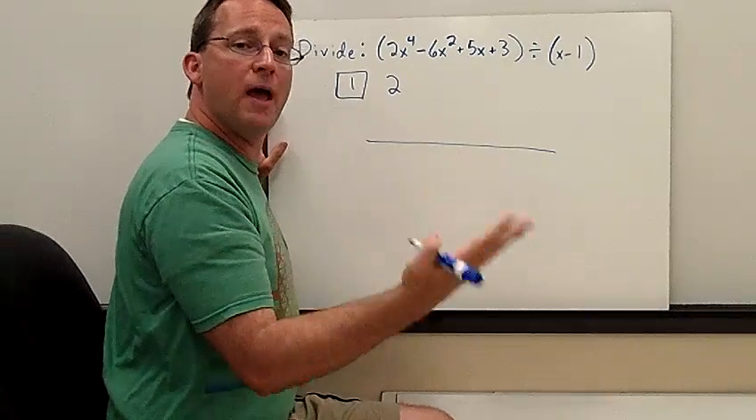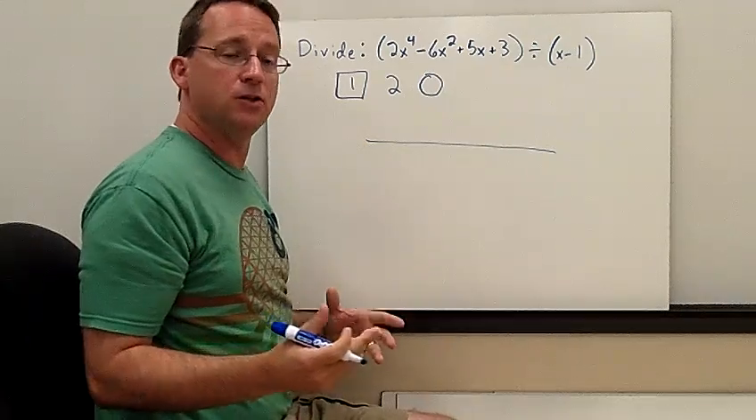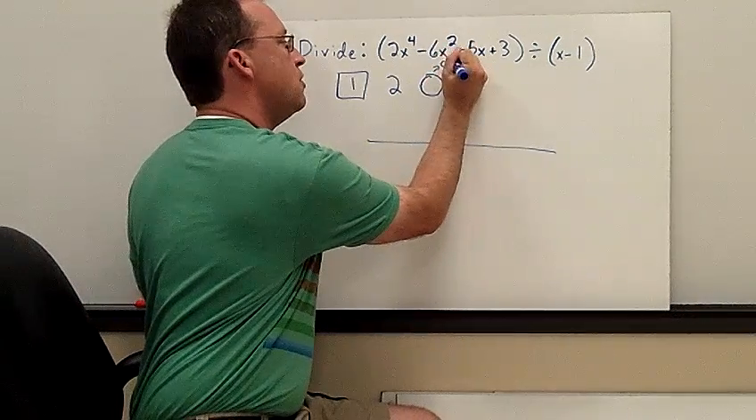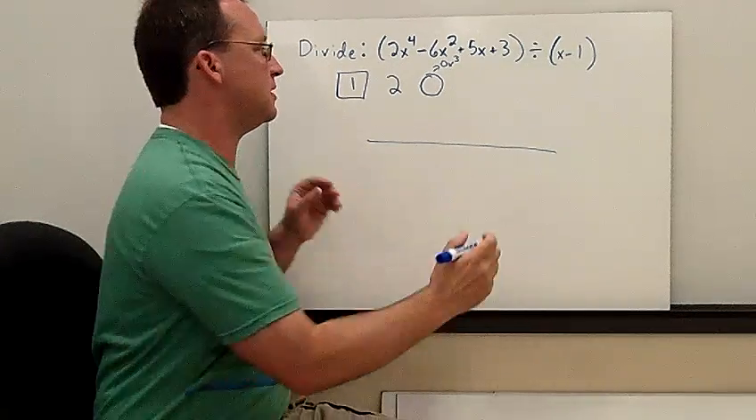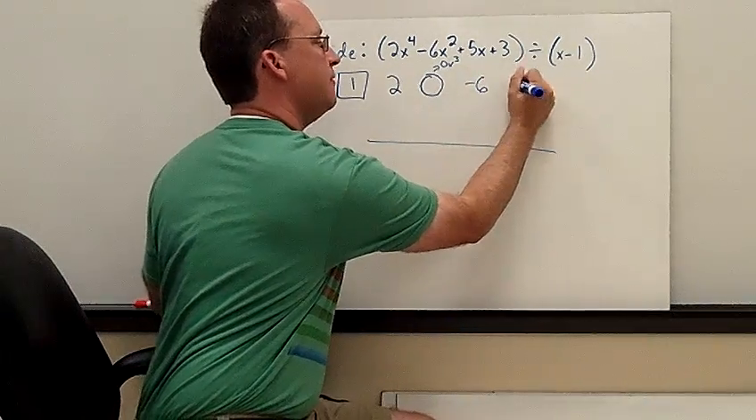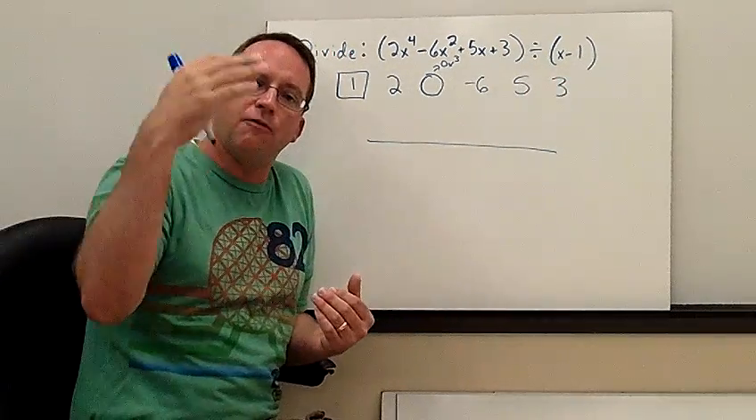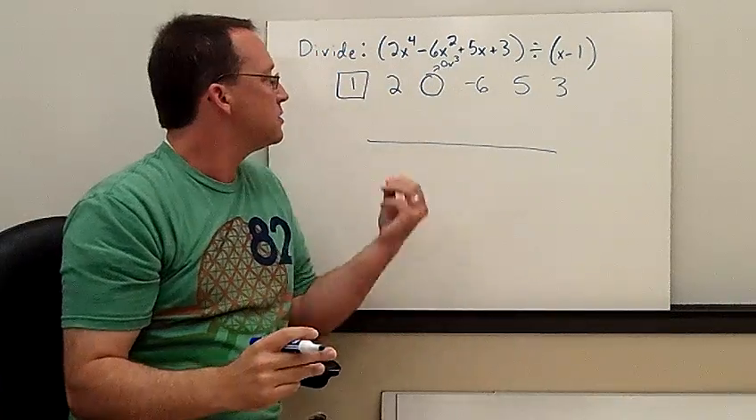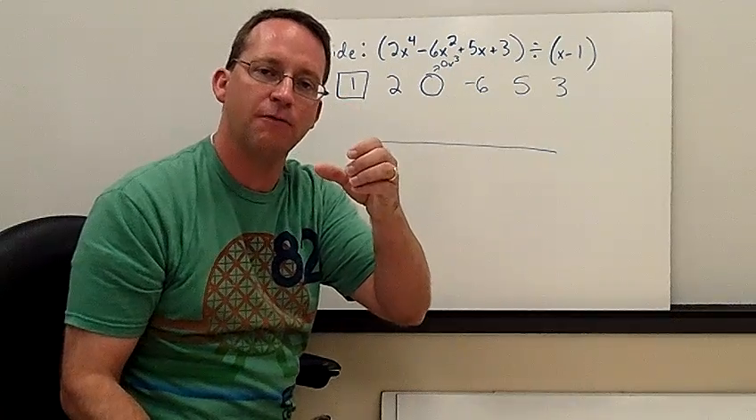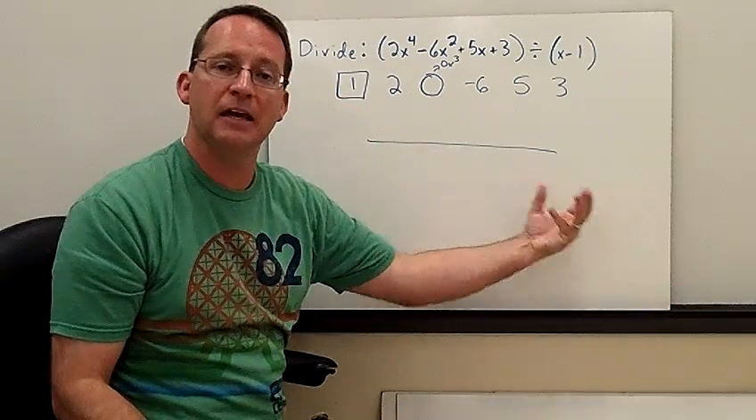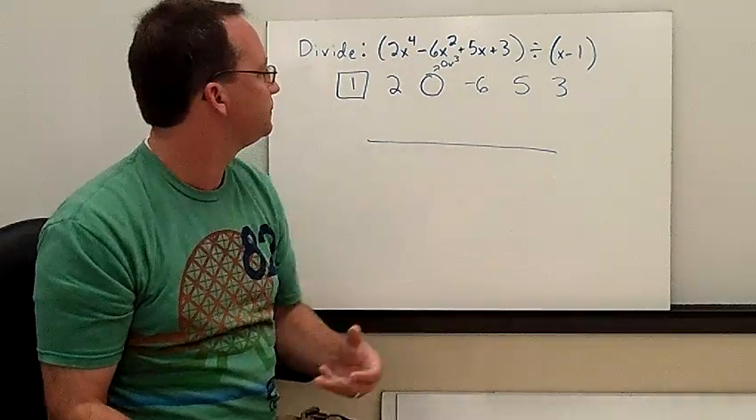But since there are no x cubes, I need a 0 in here as a placeholder. That 0's there because we have no x cubes in our expression. Then negative 6x squared plus 5x plus 3. But anytime you are missing a term, every degree should be accounted for. So since I'm missing an x to the 3rd, a cubic term there, I need to put a 0 in there to account for that. Otherwise, when you get your numbers at the end, you won't have enough numbers to finish your answer, right?